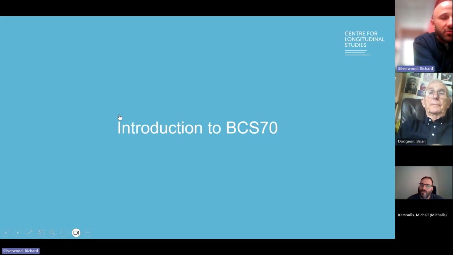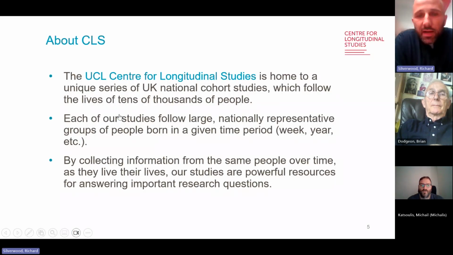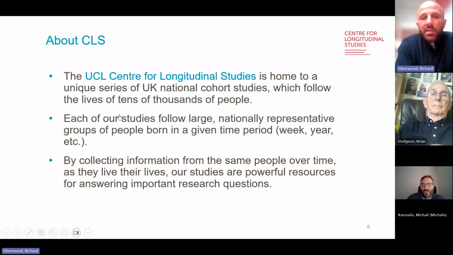So first, I'm just going to give a quick introduction to BCS 70. And in fact, I'm going to start with a very brief introduction to the UCL Centre for Longitudinal Studies. So this is where myself and Brian work. It's home to a unique series of UK national cohort studies. Between them, these follow the lives of tens of thousands of people across the UK. I'll mention each of the main cohorts that we run in a minute, but each of these follow large nationally representative groups of people born in a given time period, usually a given week within a year, or perhaps births over the course of a year or two.